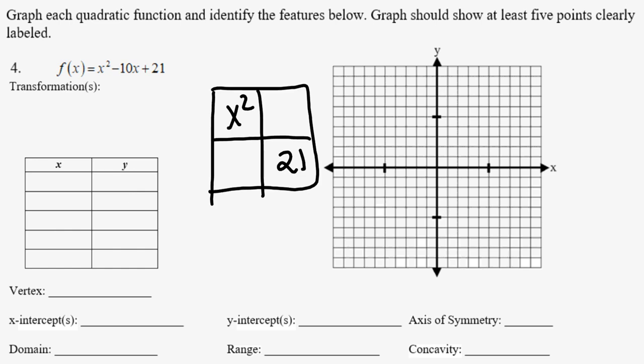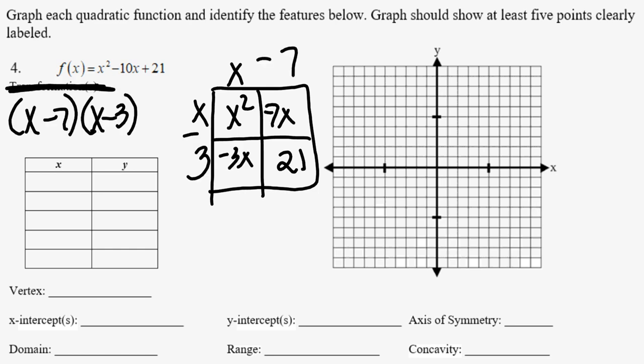So a lot of you still like going back to the idea of the box to help you with factoring. Remember that first term is going to go on the top left. The last term is going to go on the bottom right, as long as it's in standard form. And so we're thinking about two numbers we can multiply together to get 21, but add to give us the -10x. And x squared we know comes from x times x.